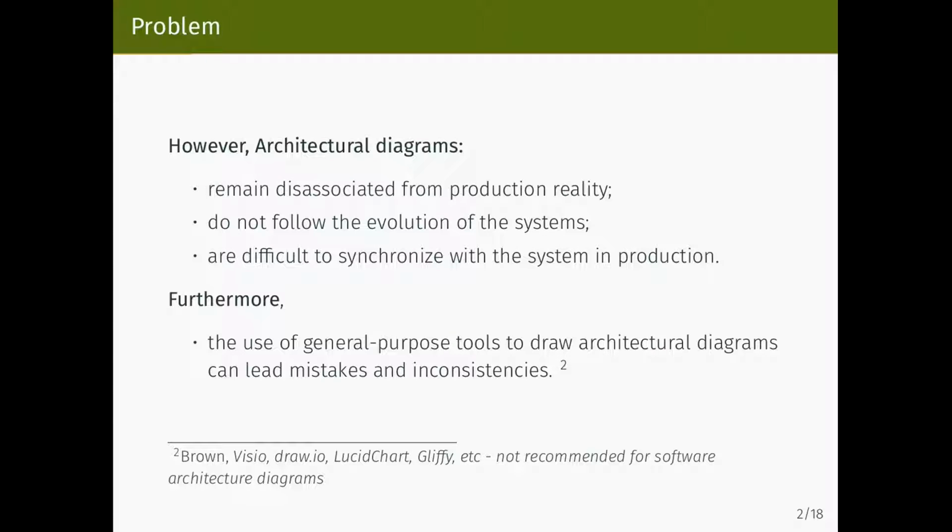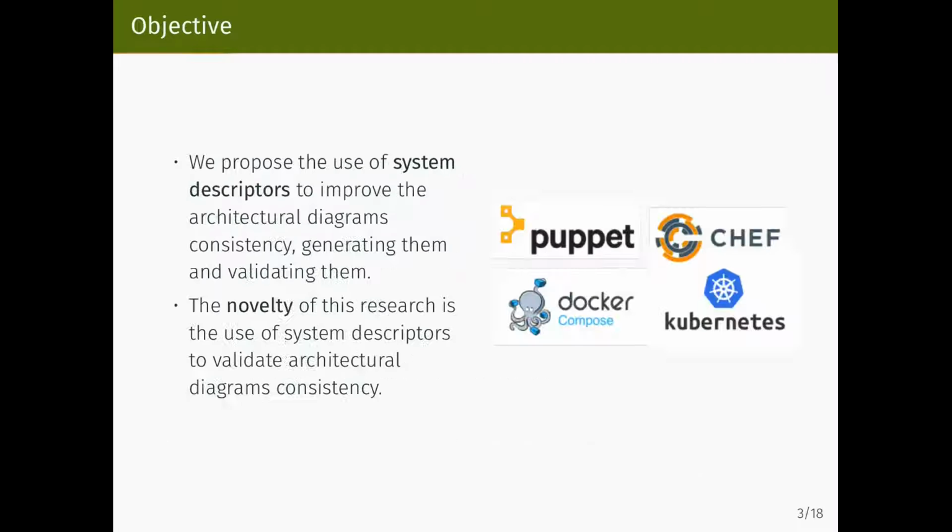Furthermore, architectural diagrams do not follow the evolution of the systems, and there are challenges for engineers to synchronize the diagrams with the systems in production so that they always reflect the current state of the system. We propose the use of system descriptors towards improving architectural diagram consistency. The novelty of this research is the use of system descriptors to validate architectural diagram consistency.